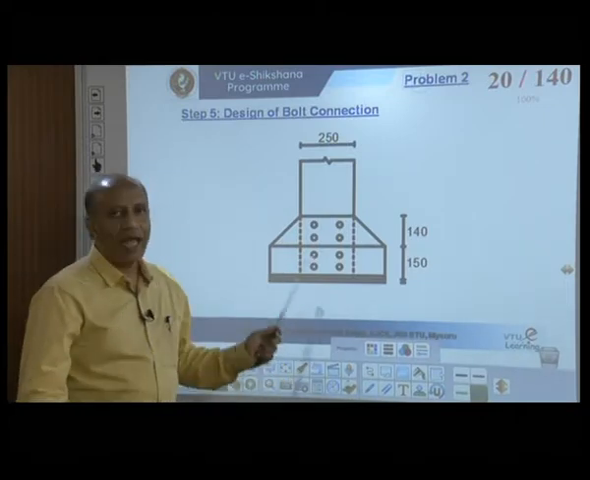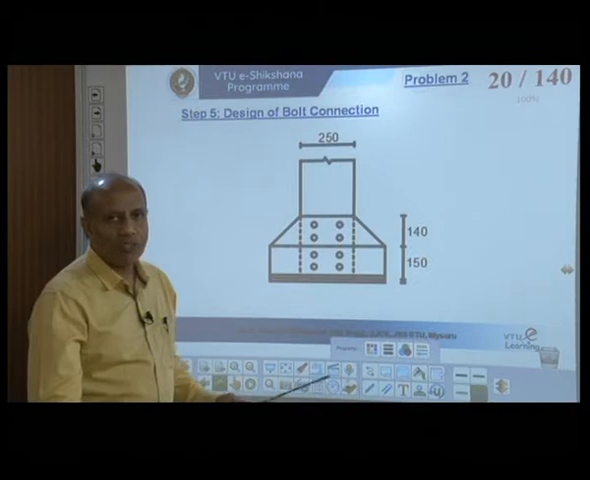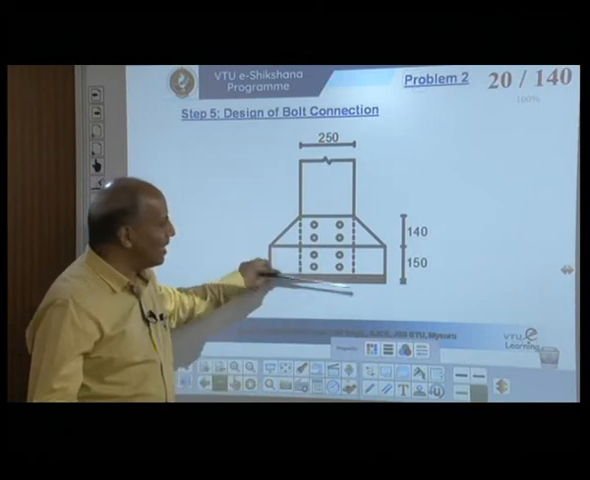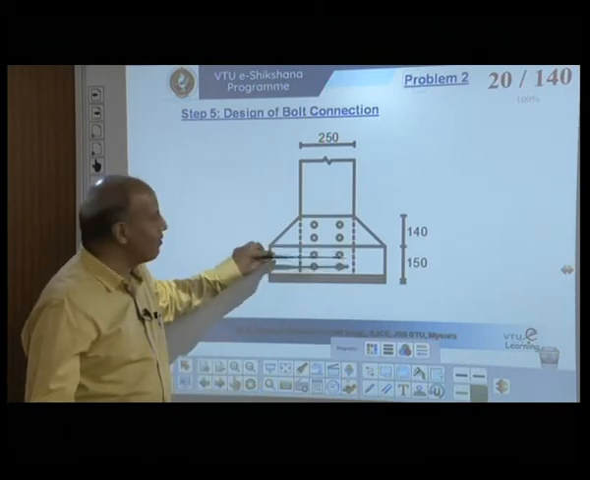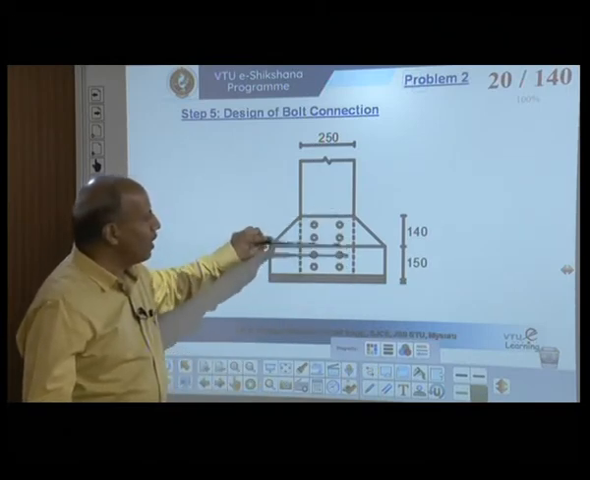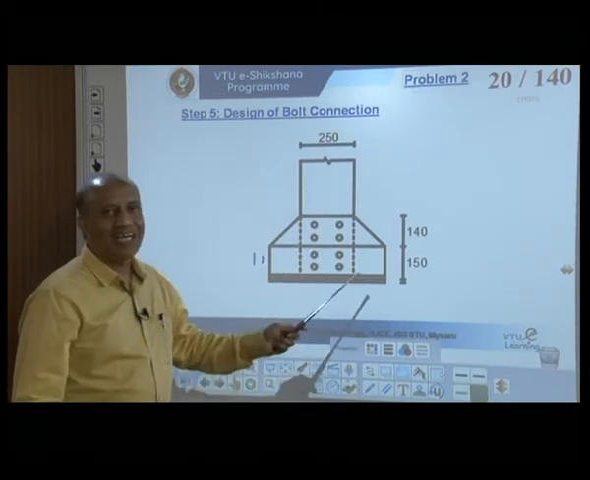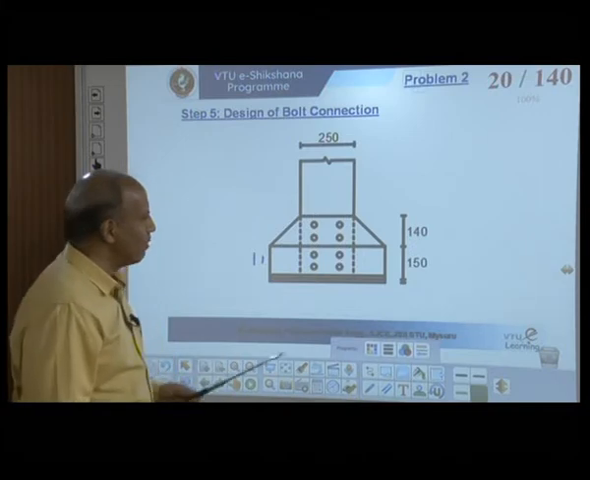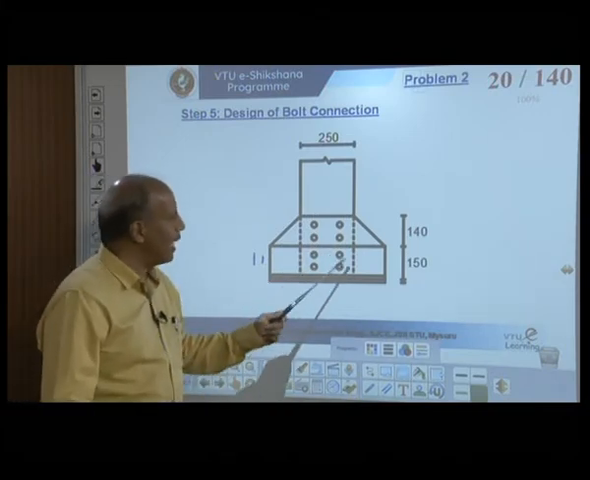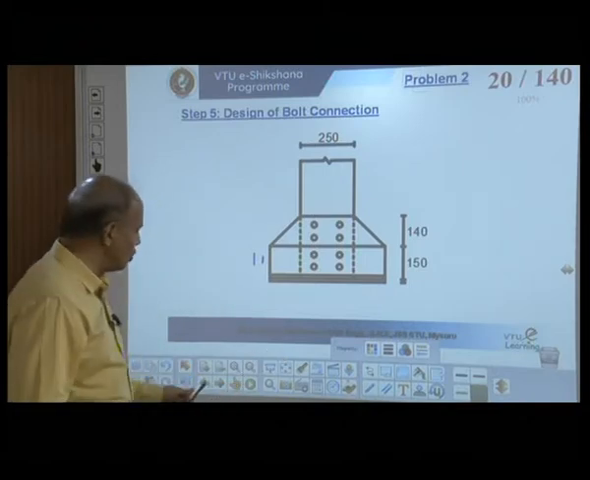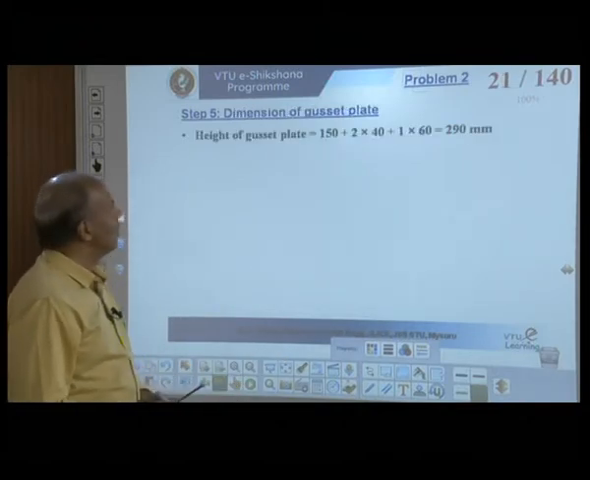So we need to have 8 bolts, and of these 8 bolts, please understand, the lower 4 bolts will be through the gusset angle that we are trying to have here, and the upper ones will be connecting basically in the gusset plate. But please notice that between the cleat angle and the flange you will also have this gusset plate in position.